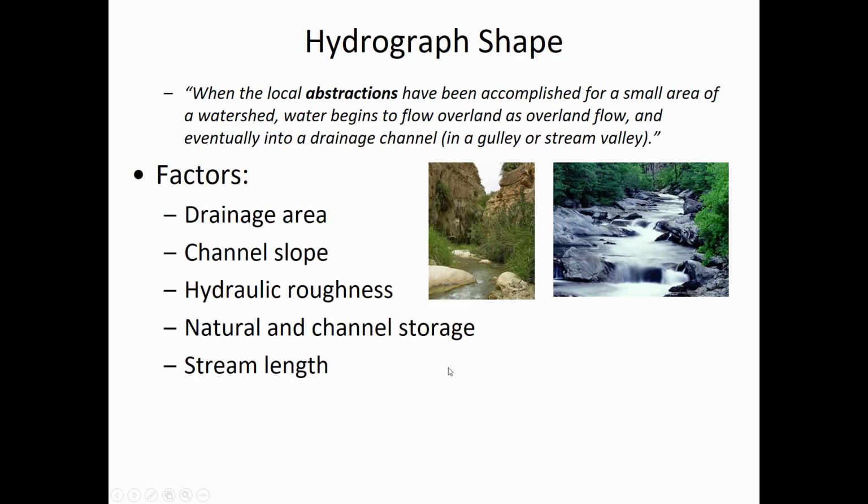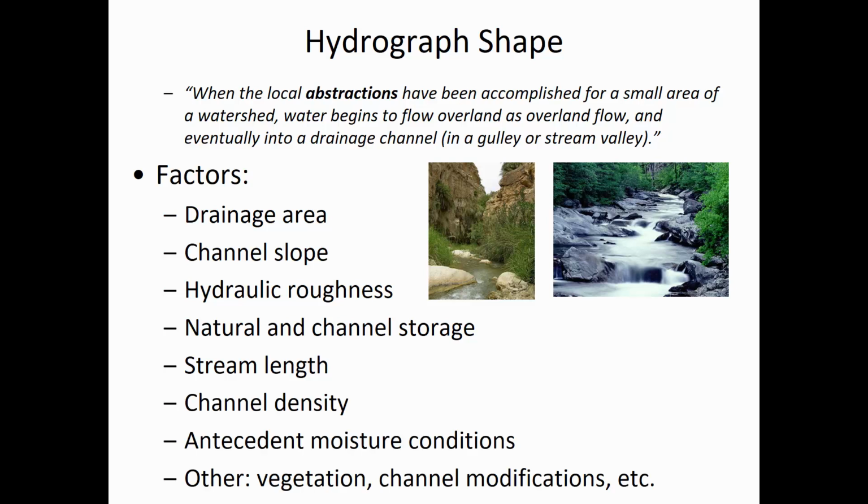There can be like pools inside of a channel that have to be filled, and that would be contributing to a delay in the same way that if there are puddles inside the watershed itself. And of course, the length of the stream is kind of akin to more travel time before it gets to a point of interest and more spreading out of that normal distribution.